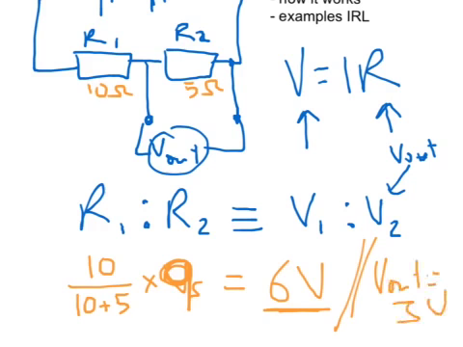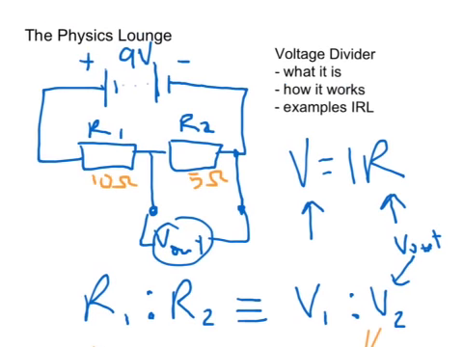3 volts might be used for, say, running an LED or something like that, or running a small circuit that only allows 3 volts, and you need a consistent 3 volts.